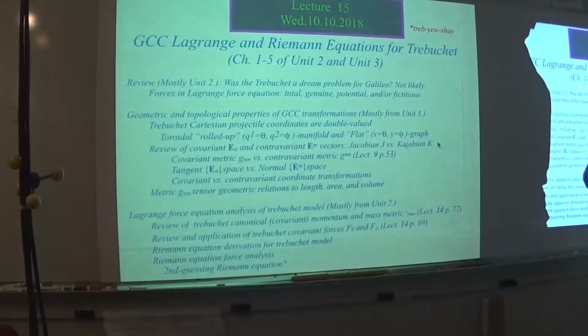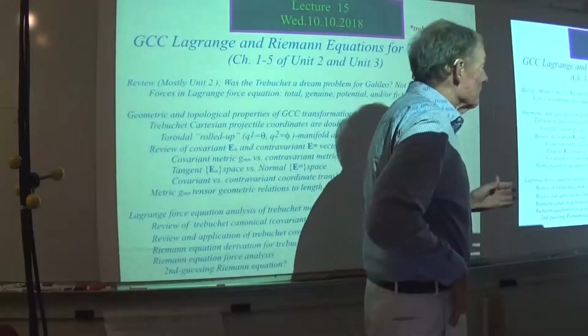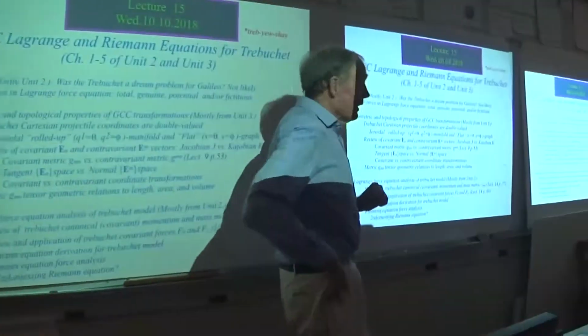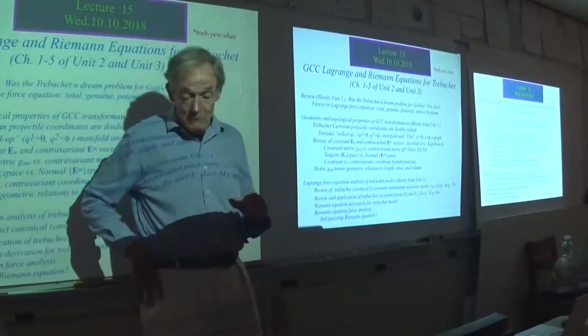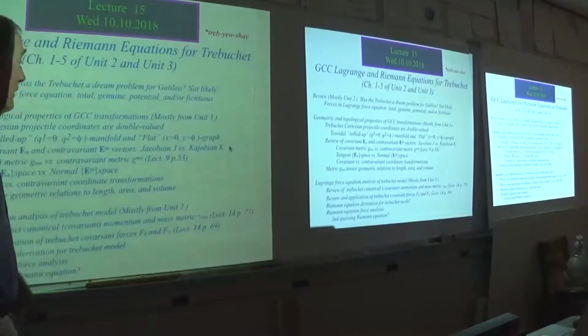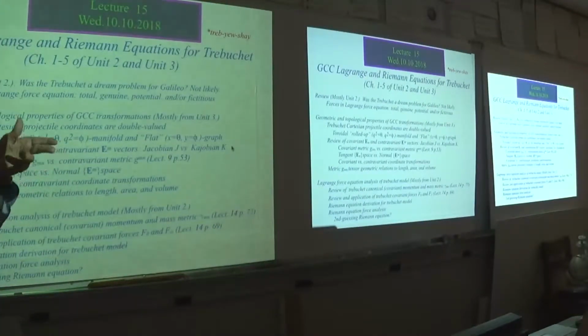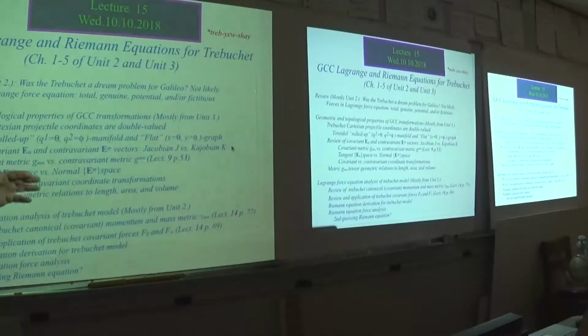The algebra of the Lagrangian for the Trebuchet equations is the main topic today, but in the process of describing that, I want to return and review covariant, contravariant geometry. This is stuff that's on homework for next week, and we need to use it quite a bit for the rest of these two chapters and beyond.